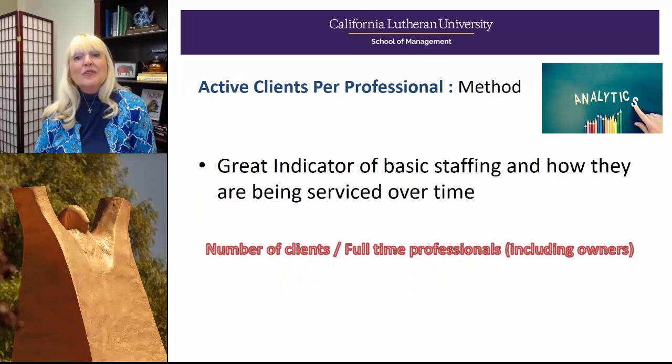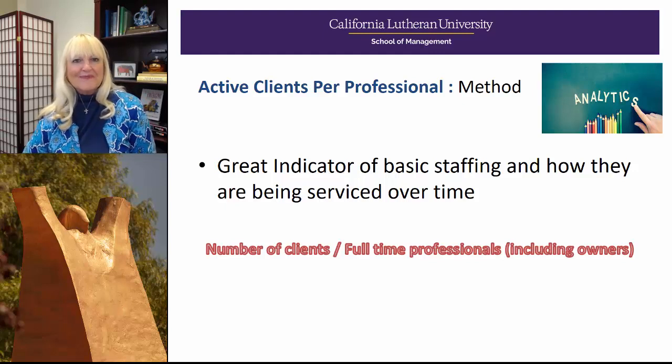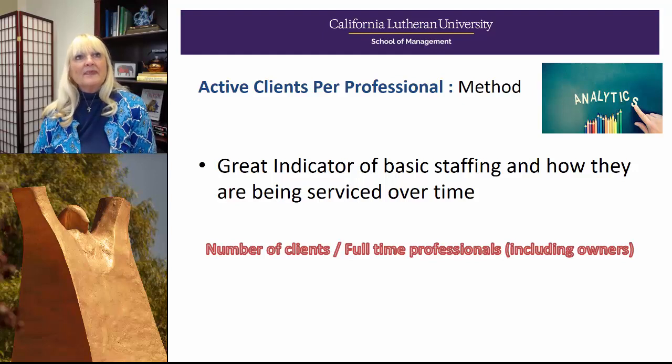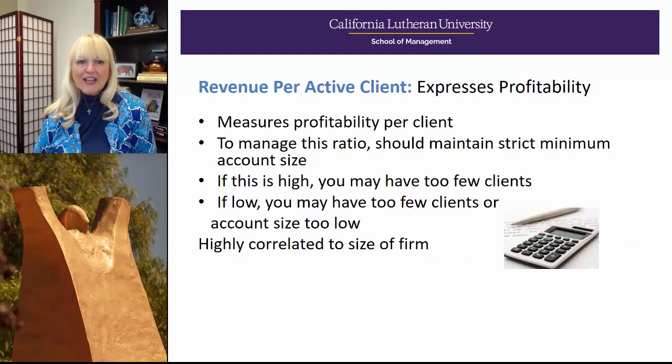You're going to take the number of clients and divide it by the number of full-time producers, and that includes the owners. Now, revenue per active client is another way of expressing your profitability. So it measures your profitability per client. So this will help you determine your minimum account size and then use that minimum as a consistent factor so you can see if you're growing your practice appropriately.